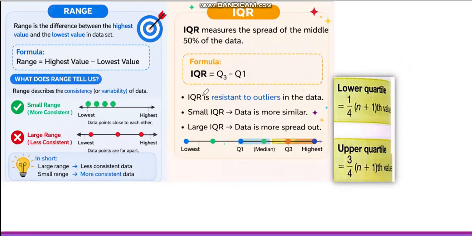IQR is also independent of the outliers, because there will be no effect of the outliers on the IQR, and smaller IQR means the data is more similar, and larger IQR means that the data is more spread out. Now let's proceed to questions.